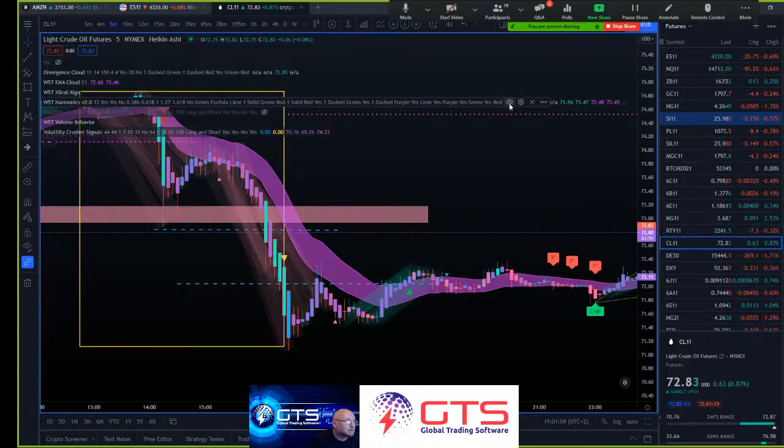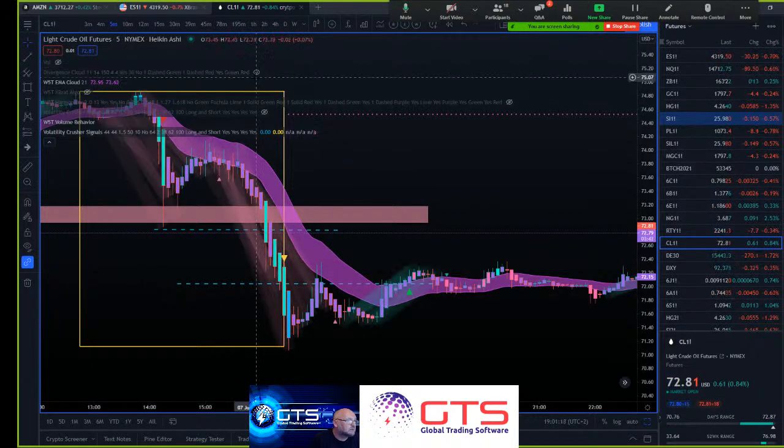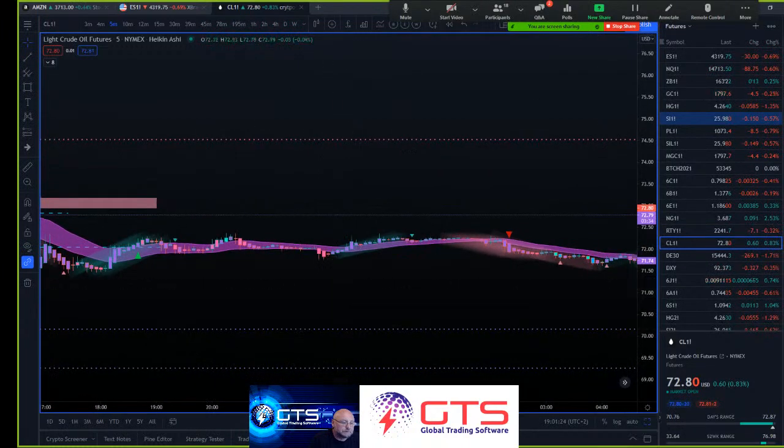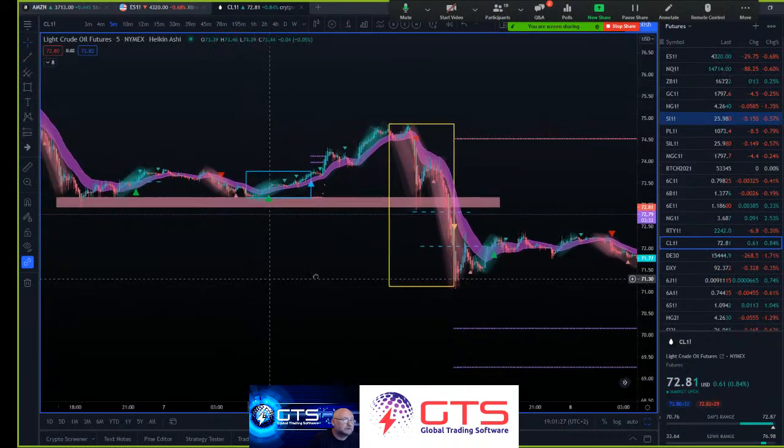Okay, I'm going to take everything off except for EMA Cloud. In fact, I'm going to leave Divergence Cloud on for a second and leave volume behavior on.